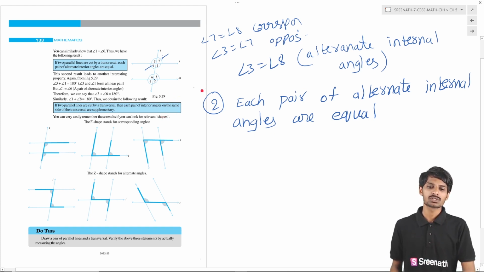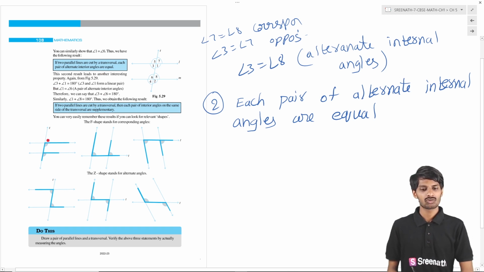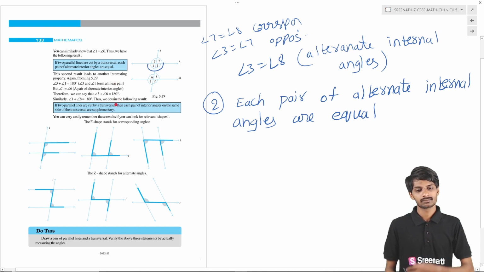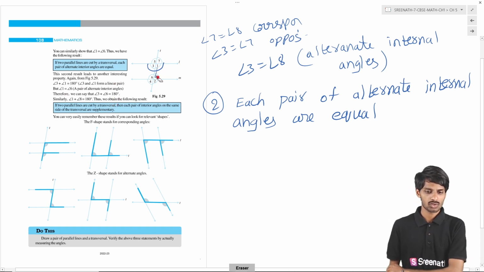So using these two results, what is our conclusion? We conclude that corresponding angles are equal, and next, alternate internal angles are equal, by using these two results. So again, angle 3 plus angle 1 equal to 180 degrees. We know these two are equal to 180 degrees, and angle 1 equal to angle 6. These two are equal. Sorry, these two are not. So these two are equal according to what?